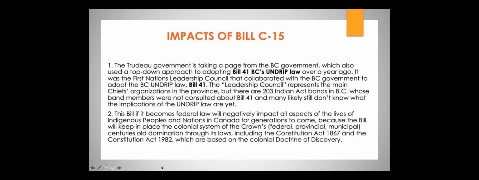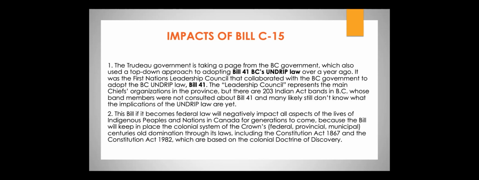Next slide. So from our point of view, the impacts of Bill C-15 are that they're basically copying what the BC government has done. This is a government bill, same way as the BC government had Bill 41. And they used a top-down approach in adopting that BC UN Declaration law over a year ago. There's a BC First Nations Leadership Council that worked with the BC government to adopt the BC UNDRIP law, Bill 41. And that Leadership Council represents the main chiefs organizations in the province. But there are 203 Indian Act bands in BC whose band members were not consulted about Bill 41. And many of them likely still don't know the implications of what that UN Declaration law are yet.